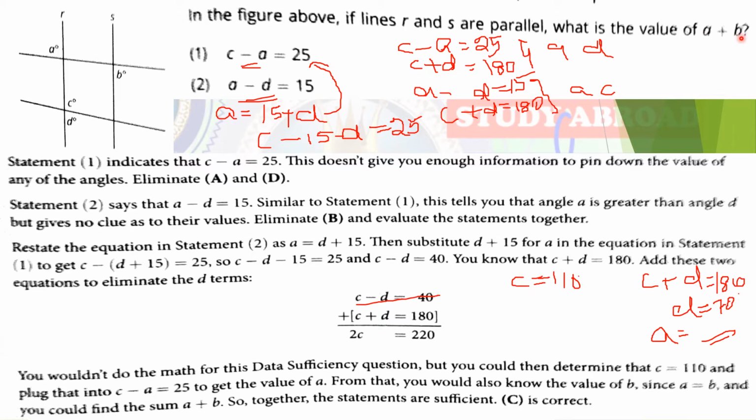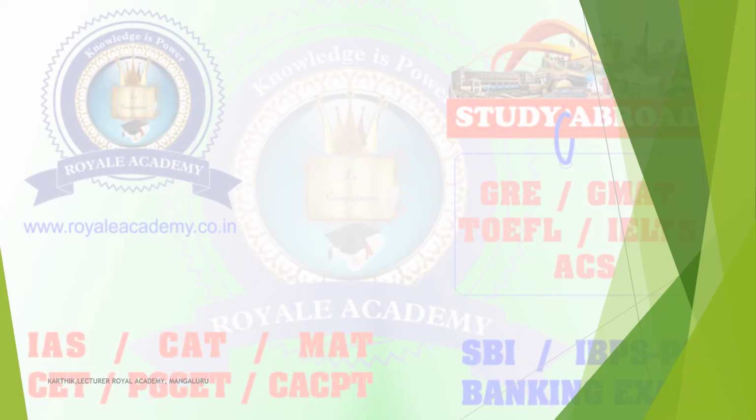Little bit tricky question, so just concentrate and read once again, you will understand. Once you find out the answer of A, then A degree is also equal to B. Why? Because the two lines are parallel with each other. Then you can easily find out the answer. So option C is the correct one. Both statements together, you can find out the answer.